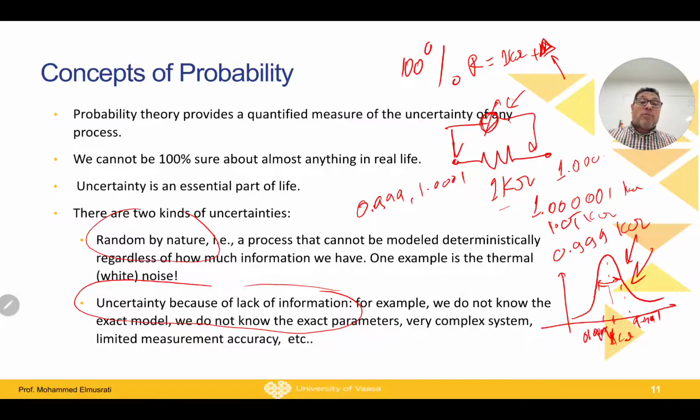So because of that, we always have some kind of uncertainty, and this uncertainty is what we use when we need to compute the probability of any event. The probability of any event is the uncertainty of that event happening or not happening. For example, if we take a process which has only two outcomes.